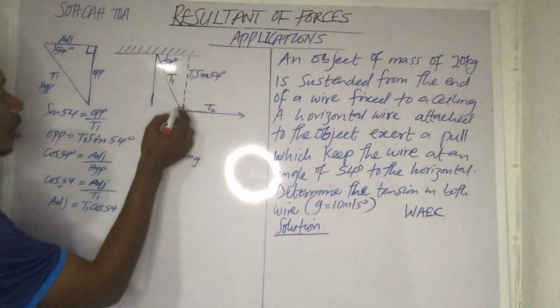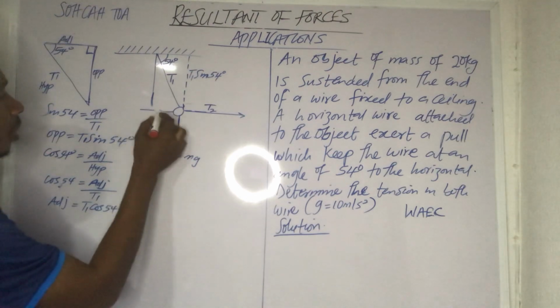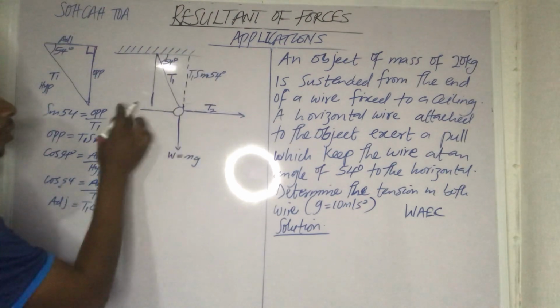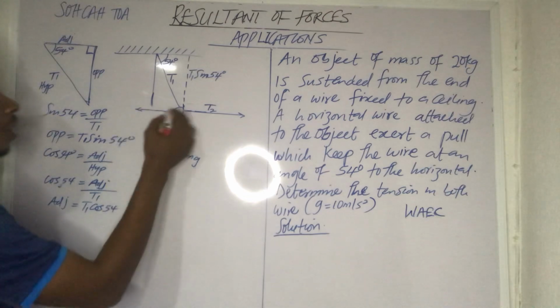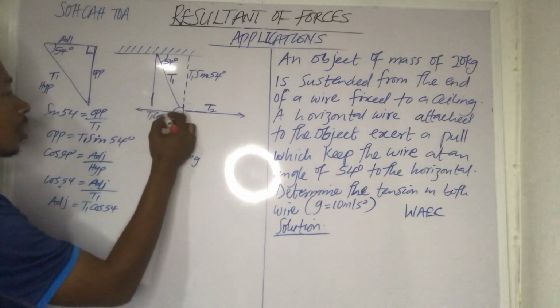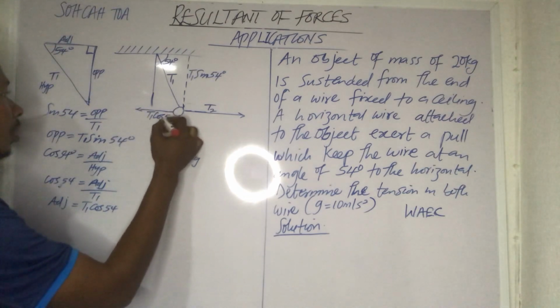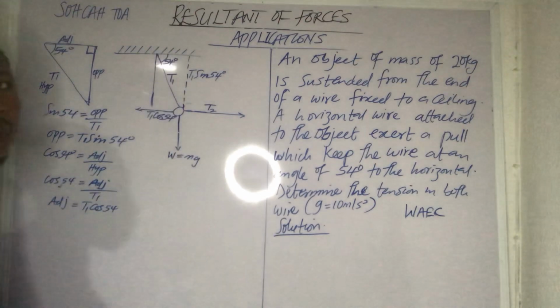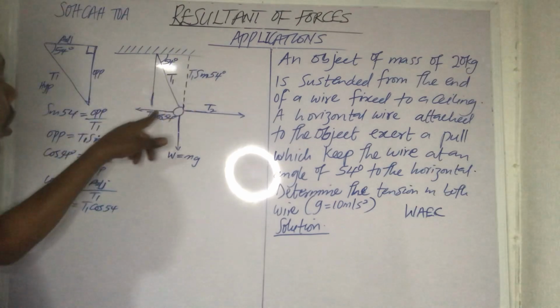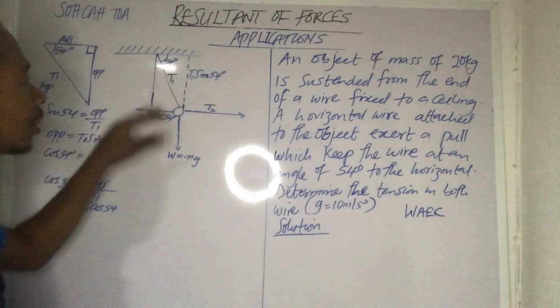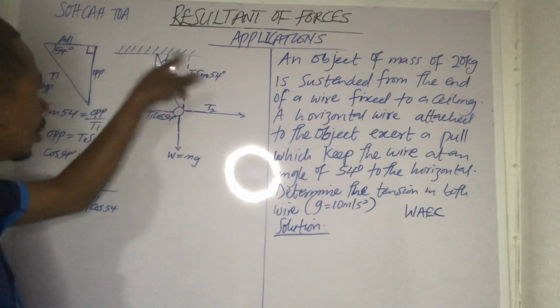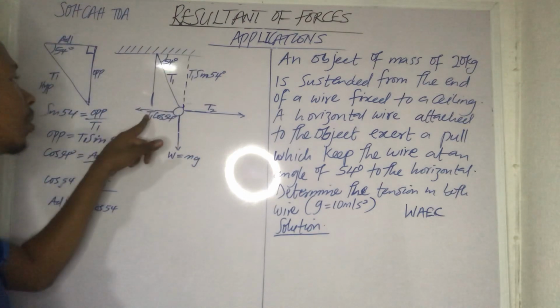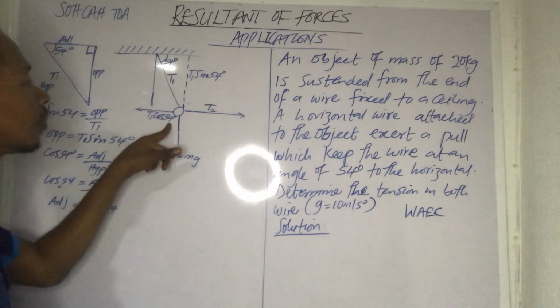And you know that this place is equal to this place. So this place will now be T1 cos 54 degrees, because this is a rectangle and the parallel sides are equal. So from here to here will be equal to from this place to this place. So this is T1 cos 54.